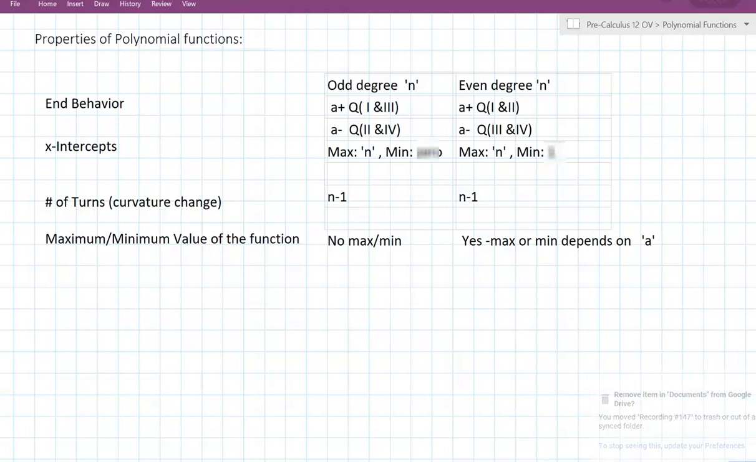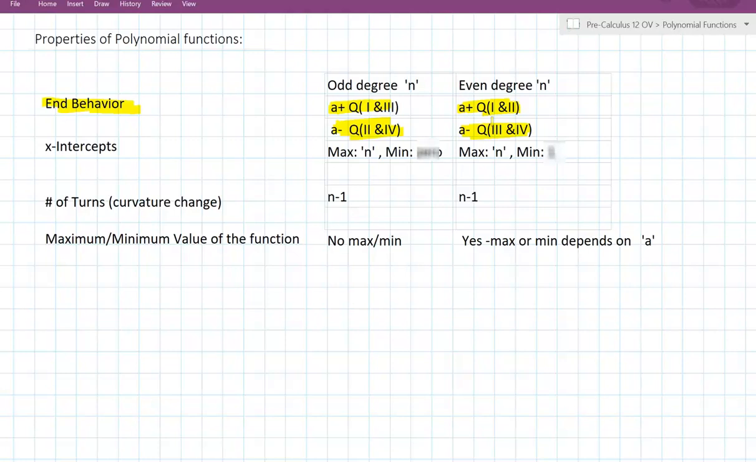Right, so to recap the properties of polynomial functions: the end behavior, x-intercepts, number of turns or curvature changes, and the maximum and minimum values, depending on the polynomial. I created this table, so go through the table. The end behavior is based on whether the leading coefficient is positive or negative, and whether the degree is even or odd. That's very important, so you have to remember that.